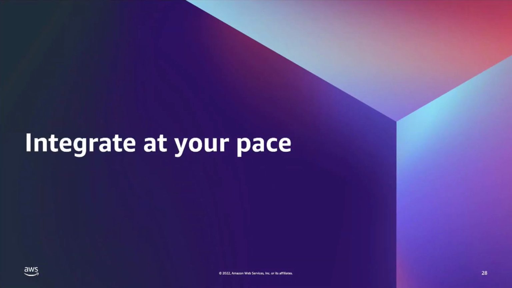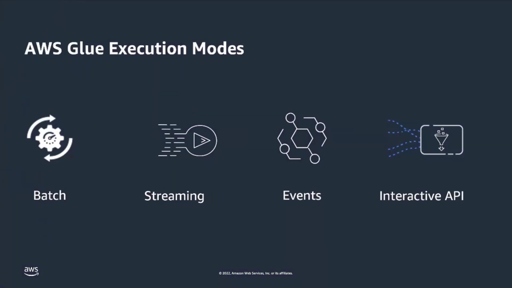Now, it's all nice and good that you can integrate your data in a batch mode, as we've been seeing, but what about your other data? Glue has several execution modes. We've got batch, which is your standard job that runs at a set schedule. You've got streaming modes that allow Glue to run continually, ingesting data as it hits a stream. You have event-based execution for Glue that will kick off a Glue job based off of an event trigger. And then you have an interactive API that allows you to integrate Glue into interactive applications.